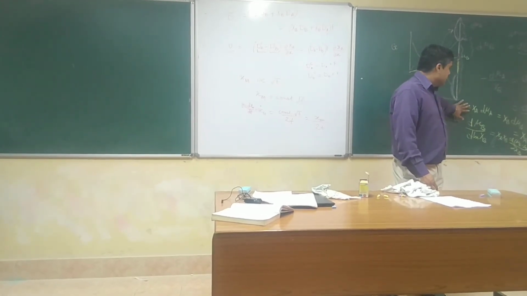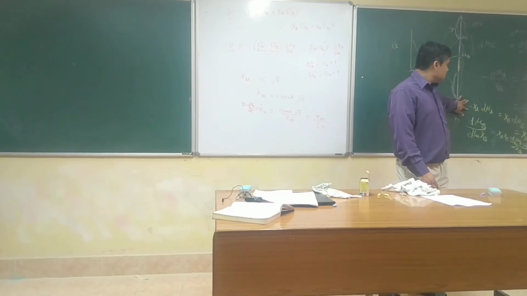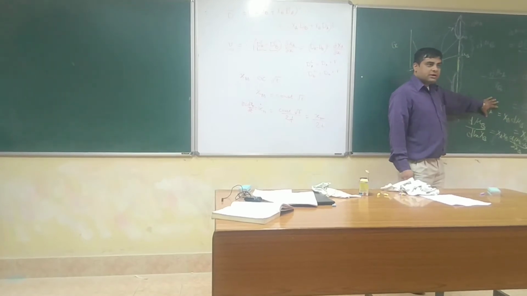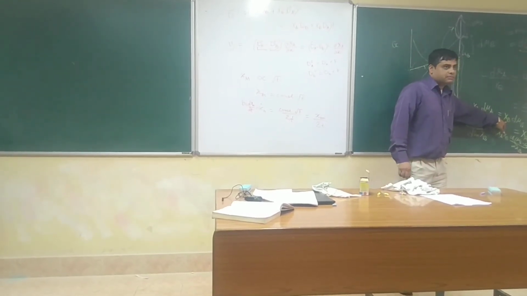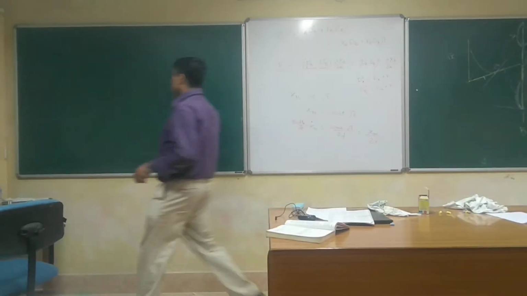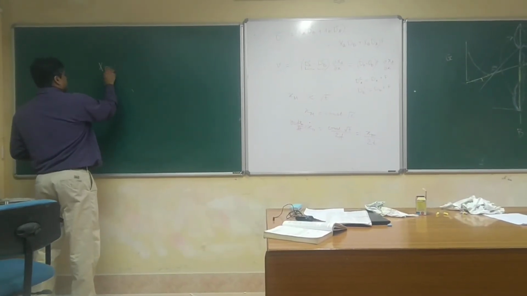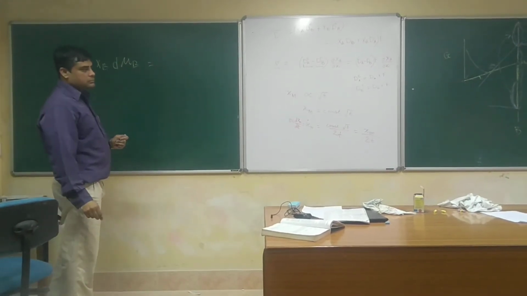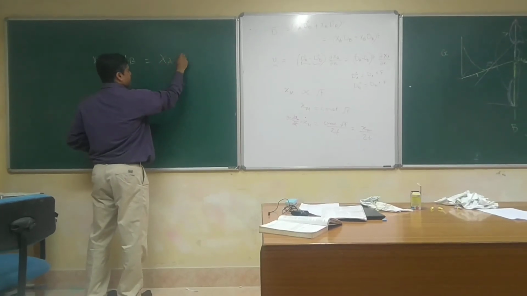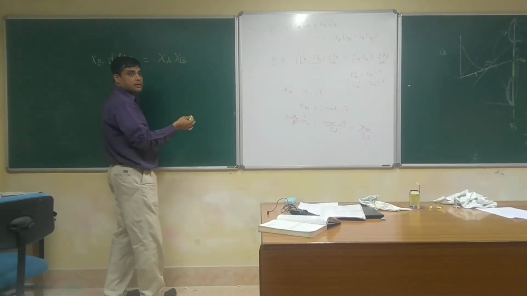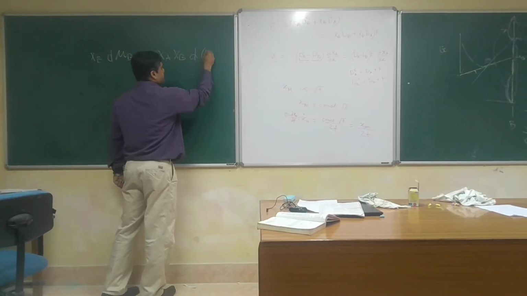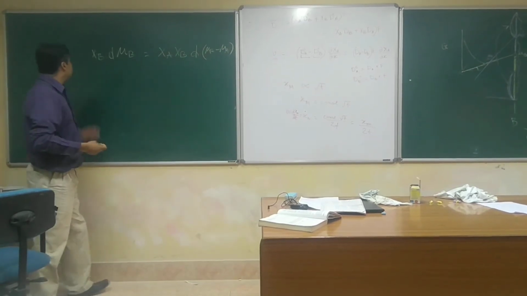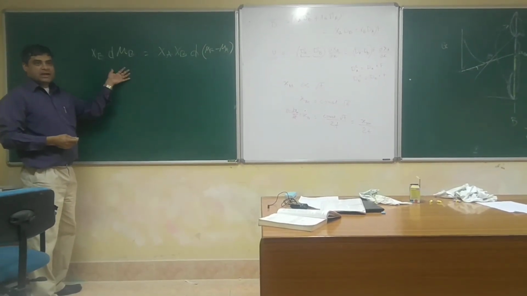The last part. This equation was right. No, the next slide. This one. Yes. Till this equation it was fine. I am taking from this: xb d mu b equal to xa xb d of mu b minus mu a. Take derivative with respect to xb.